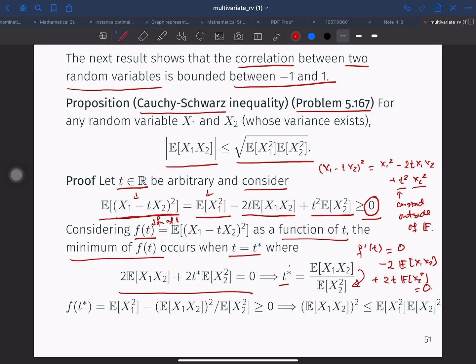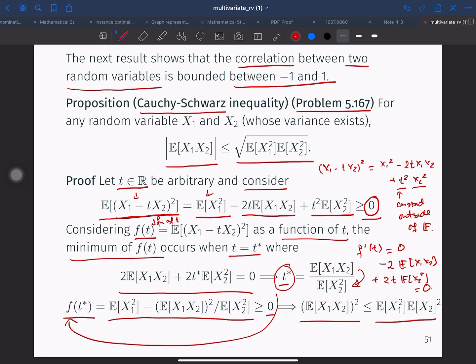If we substitute this value of t star back into f of t, then after some simple algebraic manipulation, we get this value of f of t star. Because f of t is always non-negative, f of t star is greater than or equal to 0, and some simplification will give you this inequality. This inequality here is obtained by taking the square root of both sides of the previous inequality. And so that proves the Cauchy-Schwarz inequality. Like I said, the Cauchy-Schwarz inequality is very useful, and as we see, its proof is quite elementary.